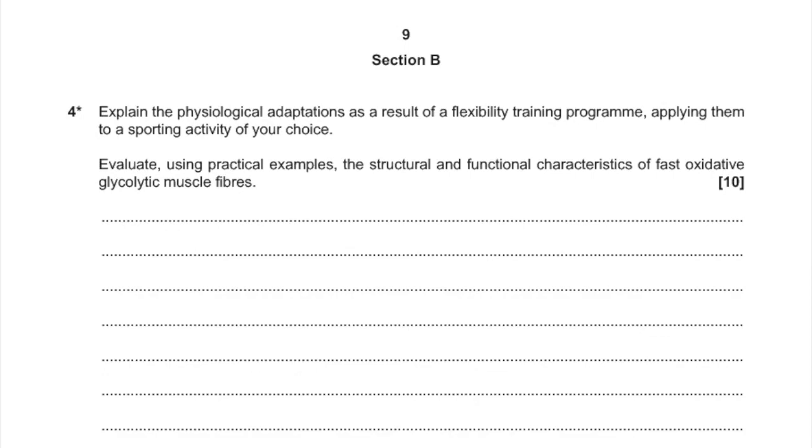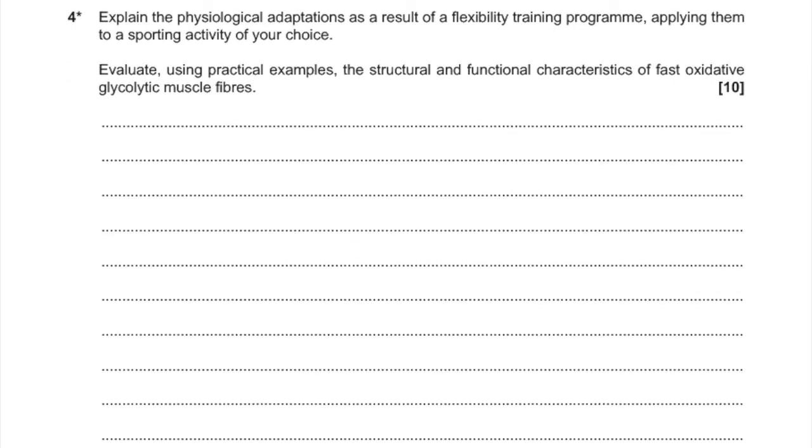And then moving on to section B, which is the 10-mark question. These, again, can be tricky, but if we break this down, there are actually 2 questions in here. So it is seen as one 10-mark question for question 4, but there are actually 2 questions within that. Explain the physiological adaptations as a result of a flexibility training program, applying them to a sporting activity of your choice. And then secondly, evaluate, using practical examples, the structural and functional characteristics of fast oxidative muscle fibres. So we're not having to link those 2 statements together. We're really answering 2 questions within one.